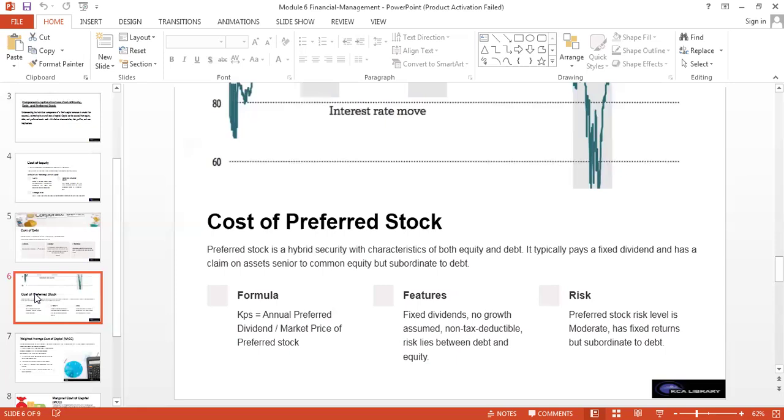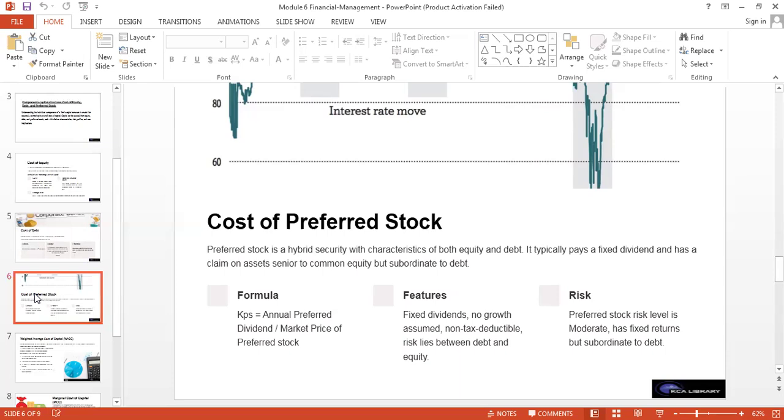The cost of preferred stock. It is a hybrid security with characteristics of both equity and debt. So it combines both equity and debt, and it's a hybrid security with characteristics of these two that I just mentioned.